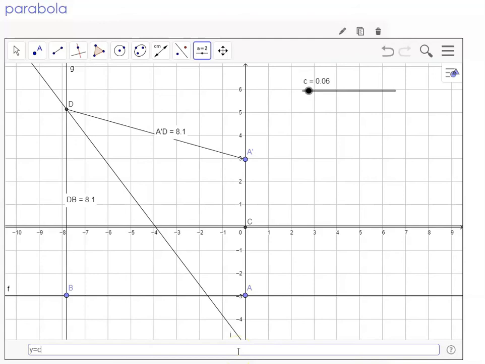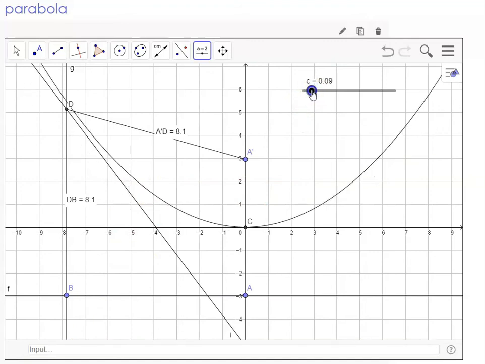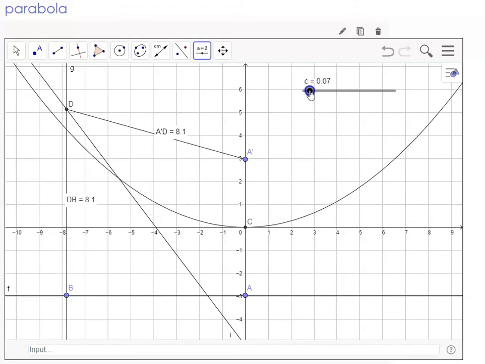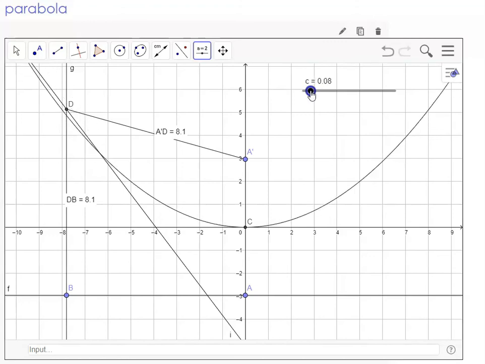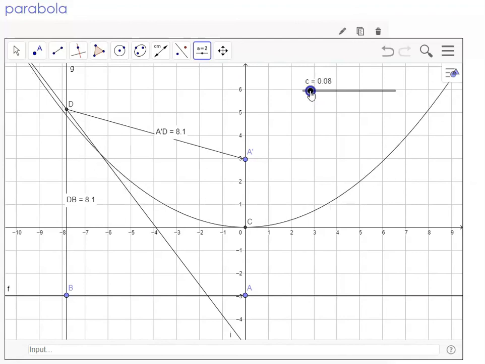I'm going to type y equals C times x shift 6, so I get a power of 2. The parabola went away, but now I have a new parabola drawn here. I know that I need to make it just a little bit different because I need to get that to go through point D. So I can play around a little bit. There's 0.8, there's 0.09. So it's somewhere between 0.08 and 0.09.